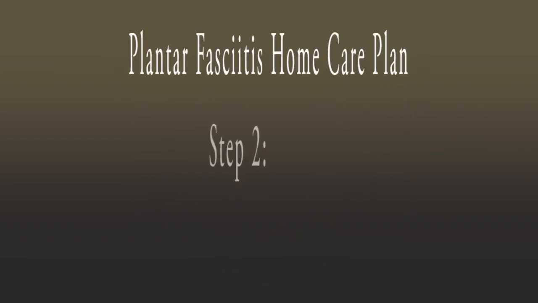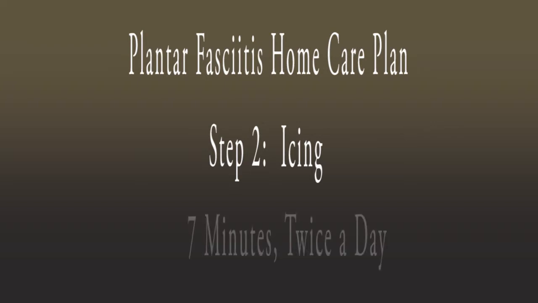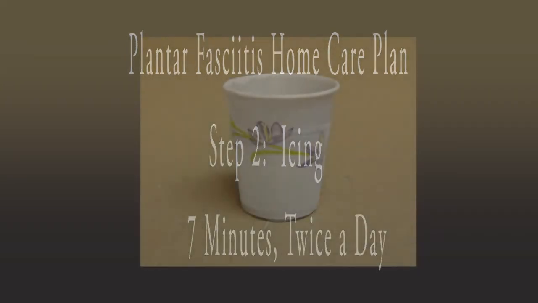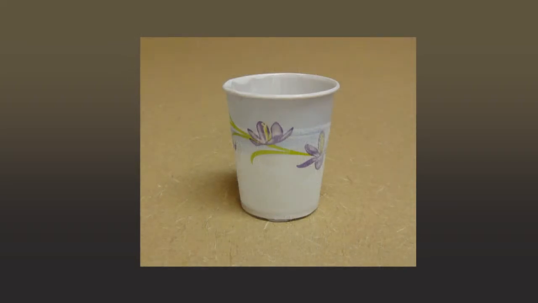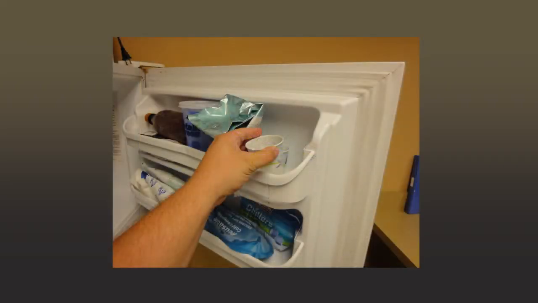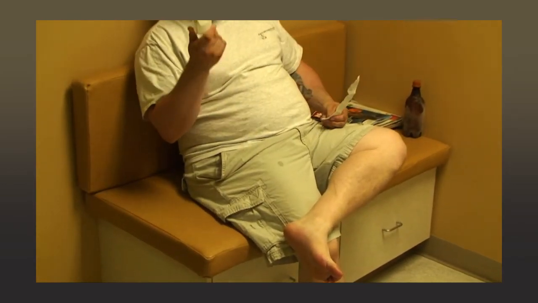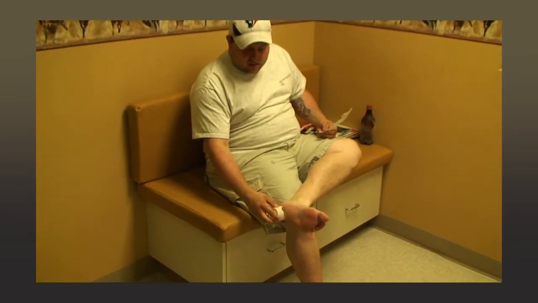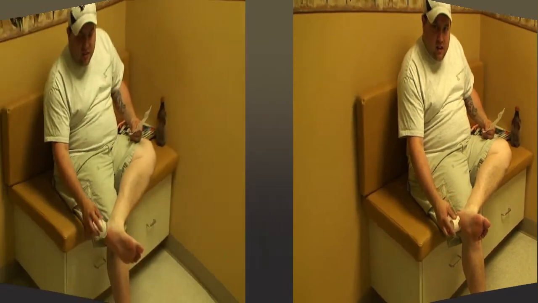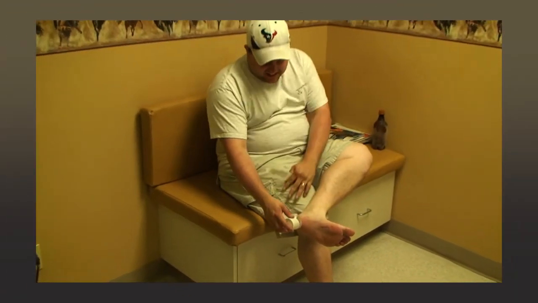The second part of the home care plan is icing. Ice has been known for its anti-inflammatory properties, and that is why we ask you to ice your area of concern, the heel, for 7 minutes twice a day. There are 2 methods we recommend for this. The first is to buy small paper Dixie cups and fill them with water and place them in the freezer. When frozen, you can peel down the paper sides and use them to ice the area in circular motions. Make sure to add some pressure, as gentle massage can do wonders at running out inflammation.